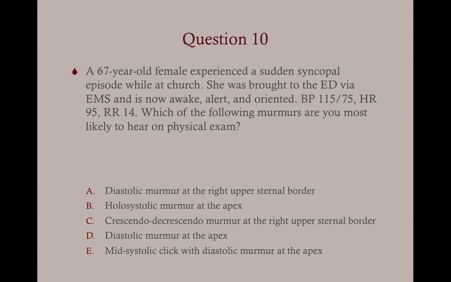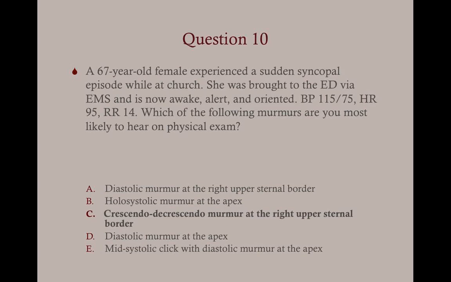Alrighty, a 67-year-old female experienced a sudden syncopal episode while at church. She was brought to the ED via EMS and is now awake, alert, and oriented. Blood pressure is 115/75, heart rate's 95, respirations are 14. Which of the following murmurs are you most likely to hear on physical exam? Is it A, diastolic murmur at the right upper sternal border, B, holosystolic murmur at the apex, C, crescendo decrescendo murmur at the right upper sternal border, D, diastolic murmur at the apex, or E, midsystolic click with diastolic murmur at the apex? I'll let you pause it here to think about this.